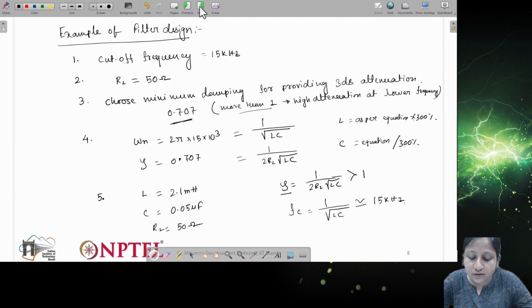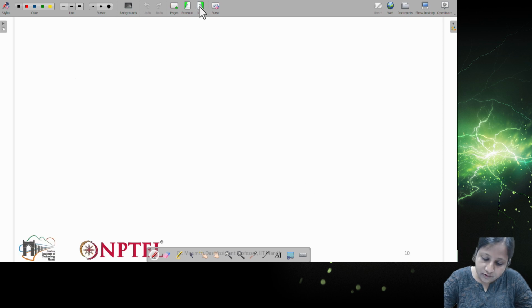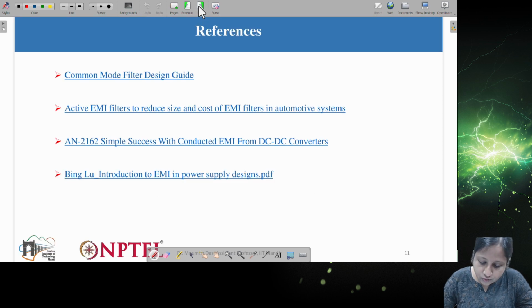So this is all about the filter design part, considering the passive filter to reduce the common mode noise. This noise you can also see in the simulation. Now the same thing I will discuss using the active filter in the next class. So these are the references. You can refer to this particular reference, the common mode filter design guide by Coilcraft. You can follow these design guidelines in order to understand this.